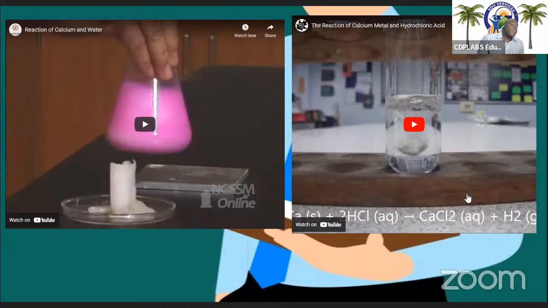All right. Now, as we go further, what you must take from these two videos is that the higher the reactivity level, the lower the ionization level. The higher the ionization level, the lower the reactivity level. What? And you have labs right there.